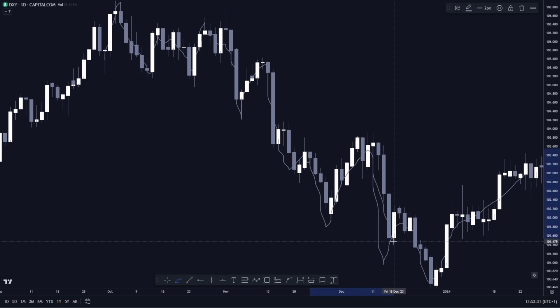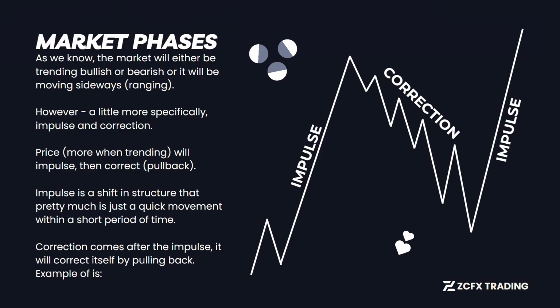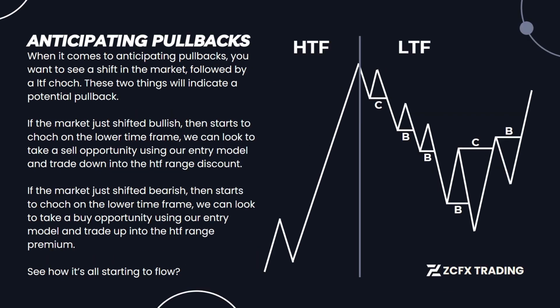Impulse, correction, impulse. Okay, so when the market is trending, it usually just sticks to that: impulse and correction. Where price creates a high, that's usually an impulse, and when price creates a high, you can expect a correction to follow. Another little tip here, guys, for everything we've learned so far: when price takes out a high or low, you can expect a pullback. Remember that, okay? So if price has just taken out a previous high and created a new higher high, you can expect a pullback. And that leads me on to anticipating pullbacks.